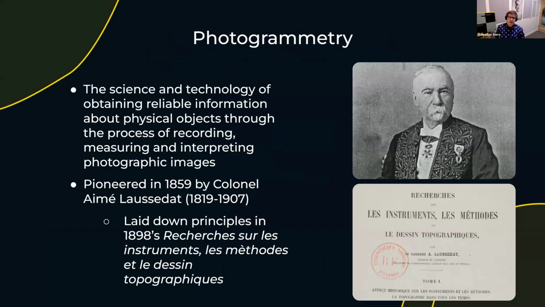So photogrammetry. This is the actual definition of photogrammetry. I pulled it off Wikipedia. It's very boring. I'm not going to read it. What is interesting about photogrammetry is that it was pioneered in 1859 by this colonel whose name I can't pronounce, so I'm not even going to try. And really, he laid down the actual principles in an 1898 research paper, whose name I also can't say. The interesting thing about this is that a lot of the principles in the paper he wrote are still used today when processing and dealing with photogrammetry data sets. Also, just a handsome dude.